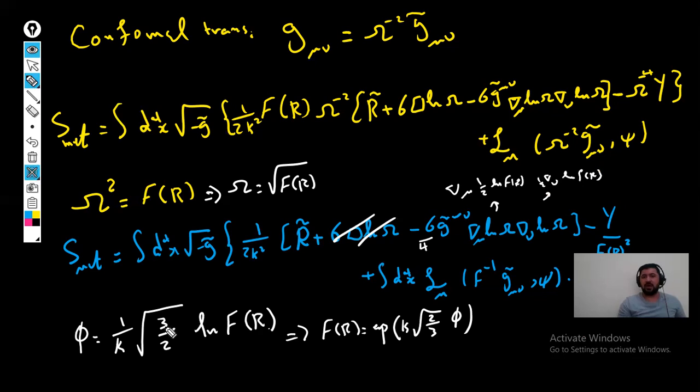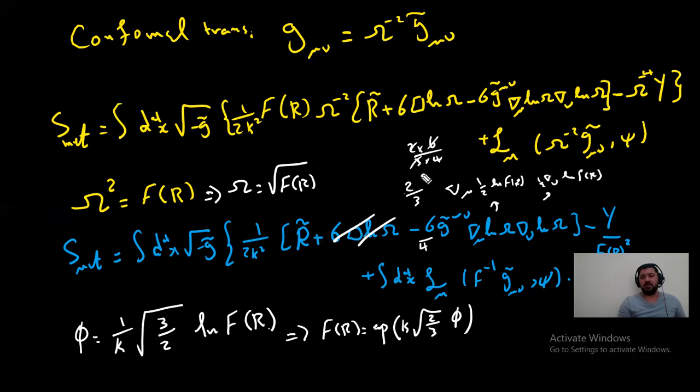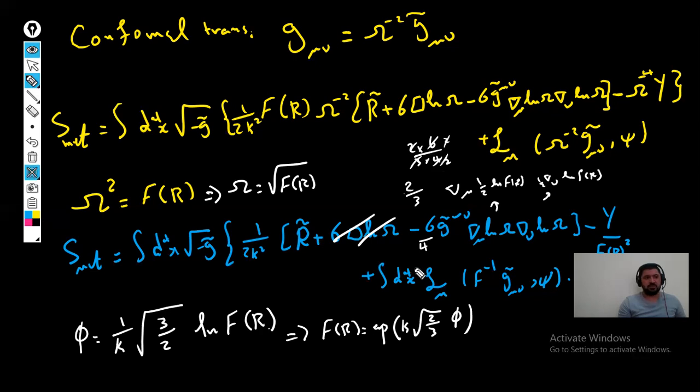Now if we want to replace ln f_R by phi, that will bring the square root of 2 over 3. So you have the square root of 2 over 3 from the first one, the square root of 2 over 3 from the second one, so you have 2 over 3. Now you have 6 times 2 over 3 over 4, so 2 times 6 over 3 times 4. Here we have 2 and here we also have 2, so that will be 1.